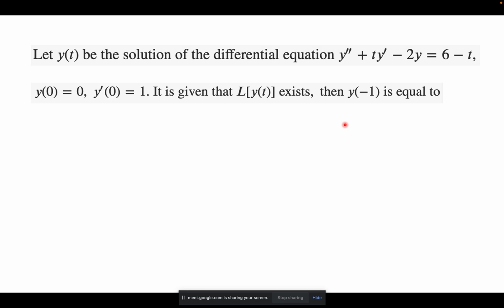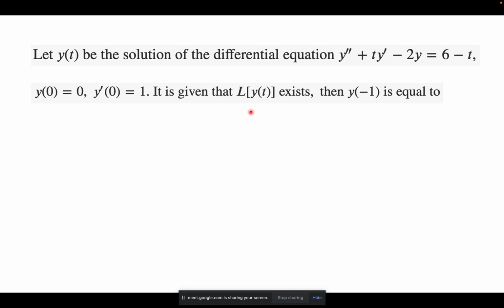Are you there? Yes, sir. Any guess on this? Why do you think this is given? Why do you think it is given that L of y of t exists? How to use that in this question?